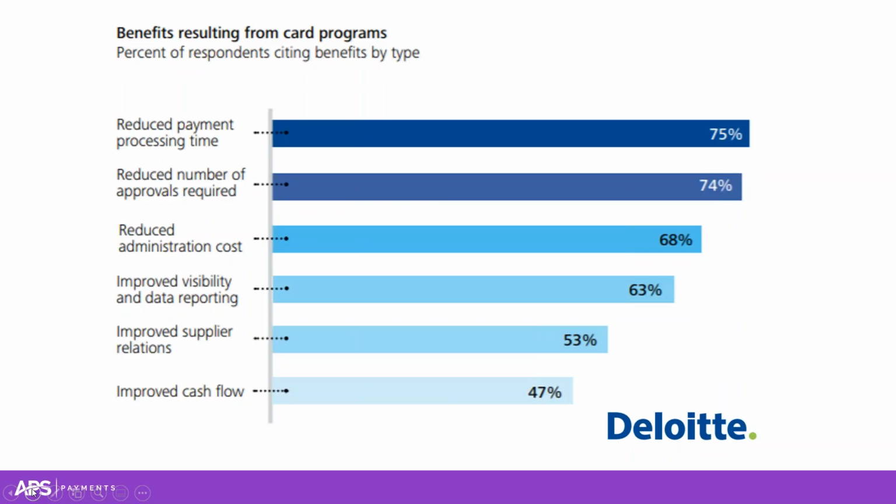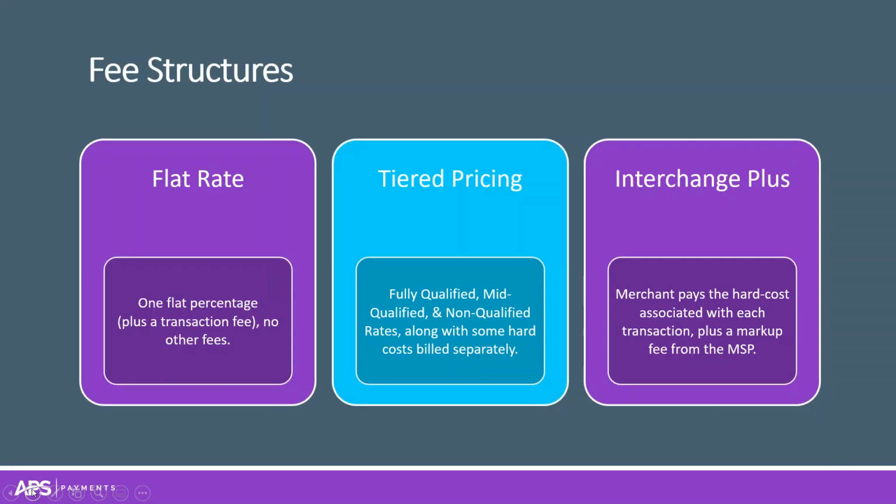I wanted to show you a quick survey from Deloitte. The benefits resulting from card programs, percent of respondents citing benefits by type. Take a look at it, and I won't read through the full slide, but you can see reduced processing time by 75%. How much can you do with that time that you're saving? The reduced number of approvals required, the administrative costs, look at how it's lowered. Ladies and gentlemen, I don't have to go through the slide because you know exactly how much time you're wasting right now by having to enter card information manually, by not allowing your customers to pay online and chasing them down to pay you later.